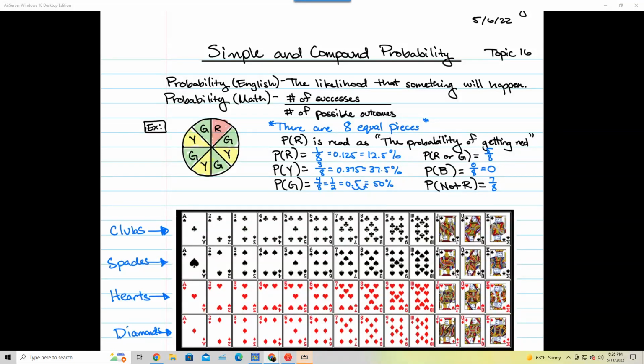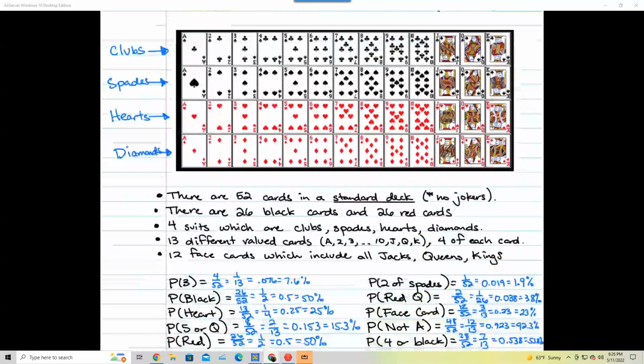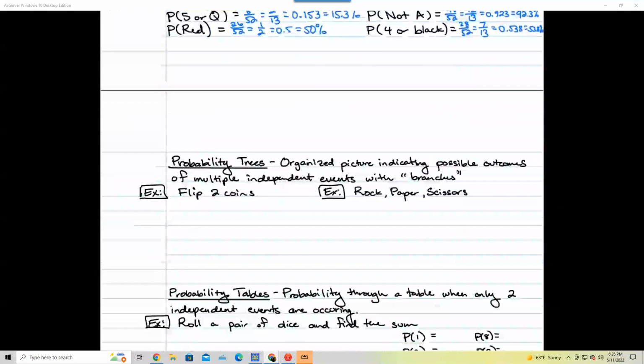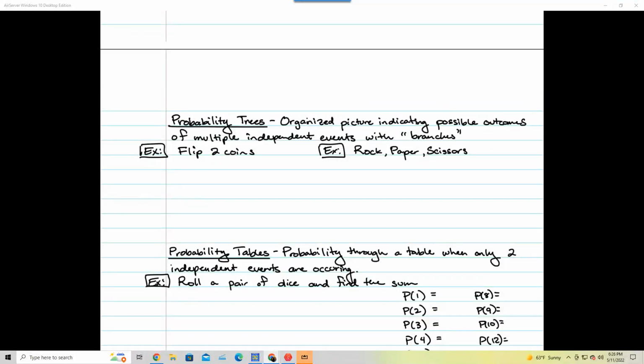Okay, this is going to be the second part of simple and compound probability. Yesterday we went over all this, which had all the stuff on the decks of cards and whatnot. Today we're going to be showing you probability trees and probability tables and how that works.